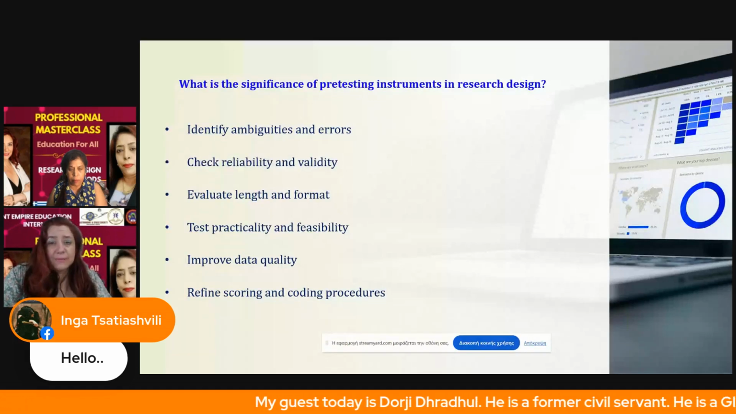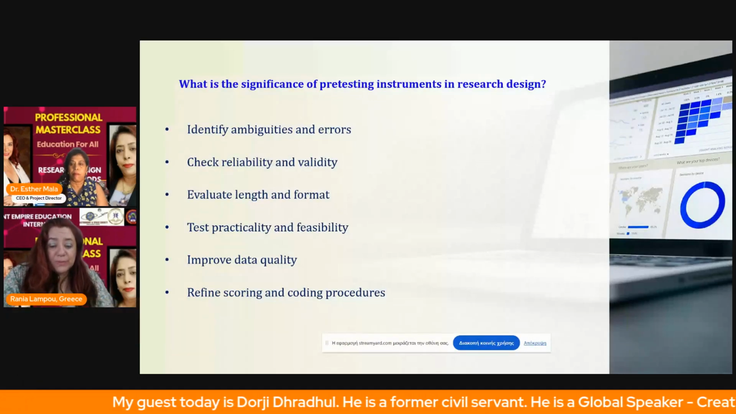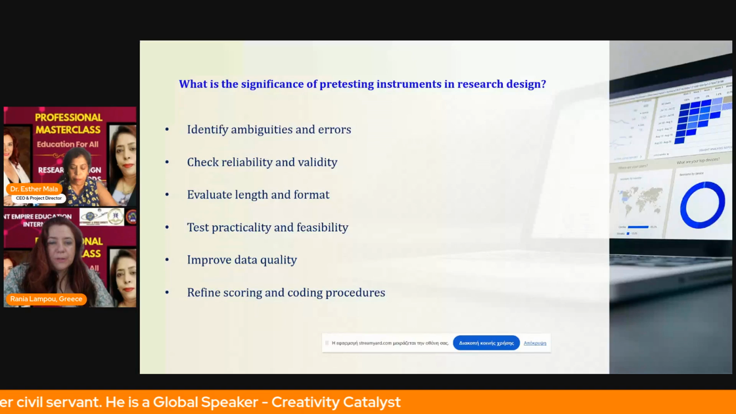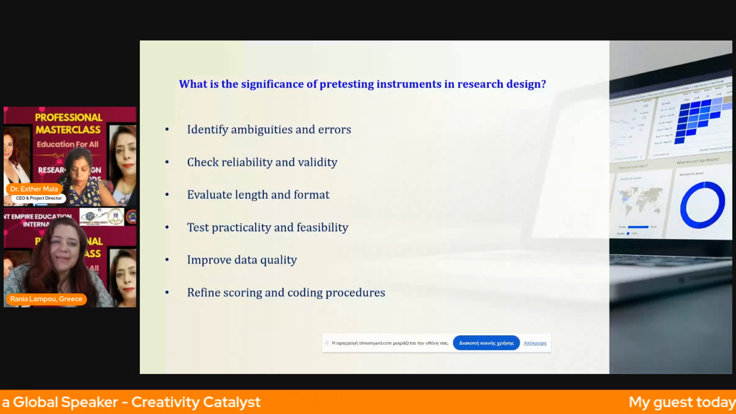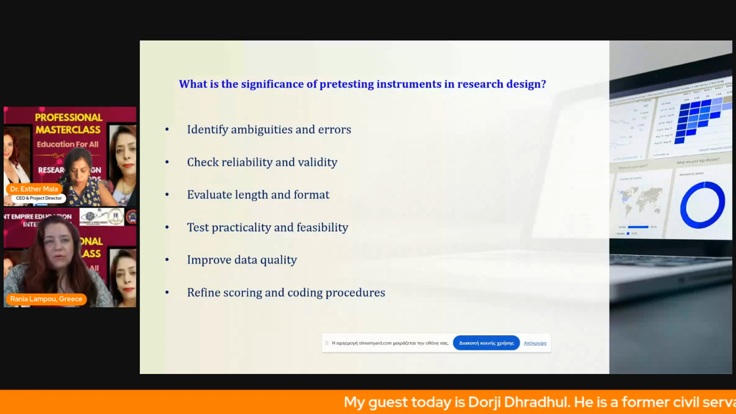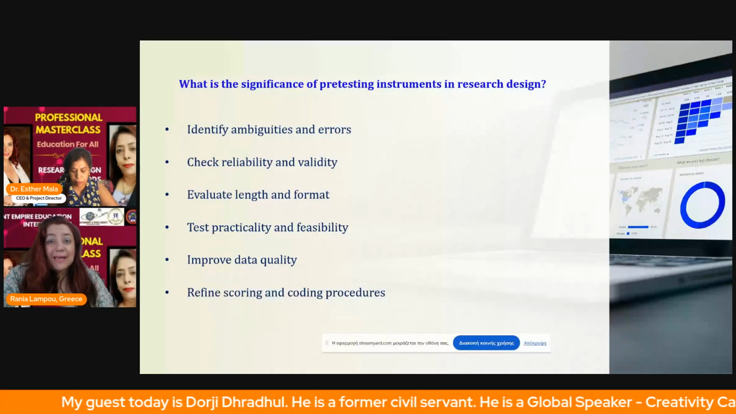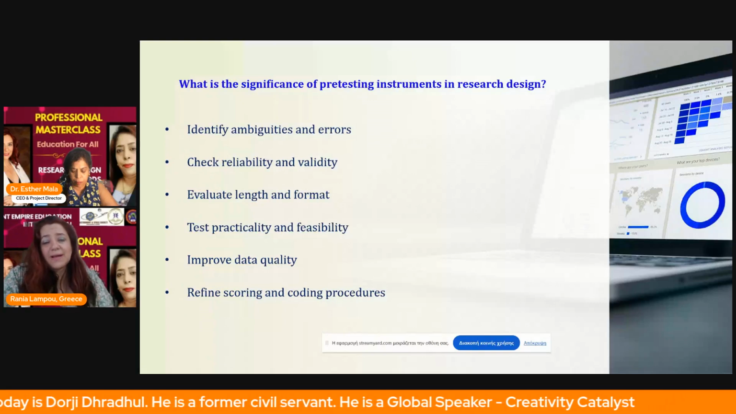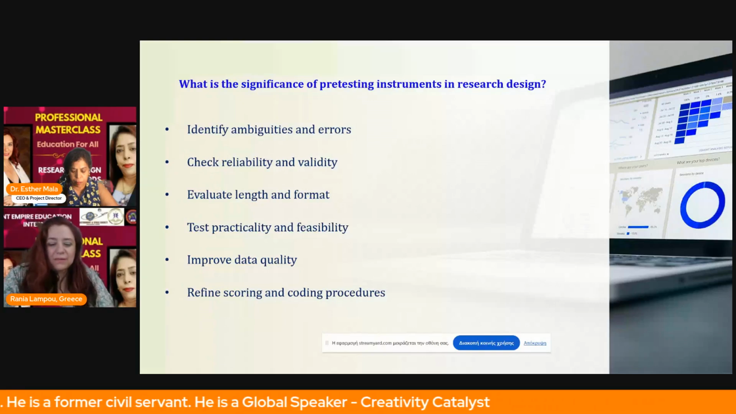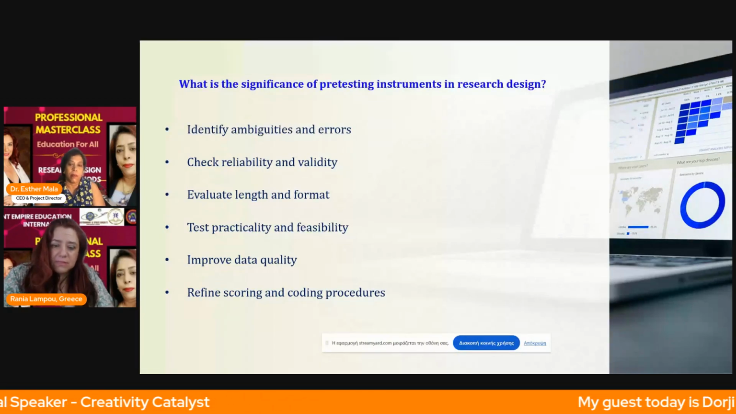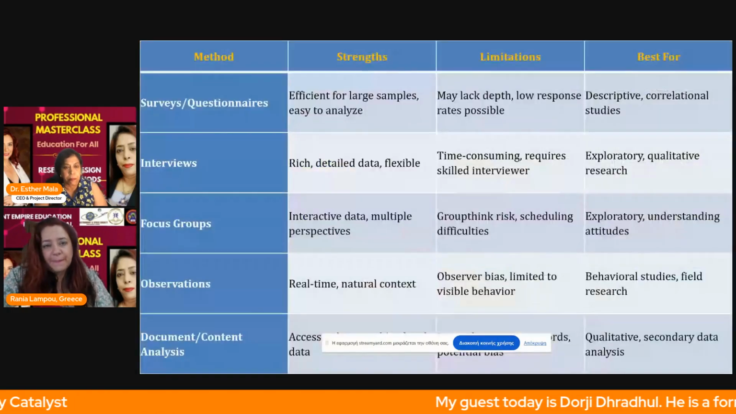Finally, it helps refine scoring and coding procedures, because it helps establish clear rules for interpreting and analyzing responses. So in summary, we could say that pre-testing is like a trial run for your research instruments, surveys, questionnaires, interview guides, ensuring that they work as intended before you collect real data. And this reduces costly mistakes and increases confidence in your results.